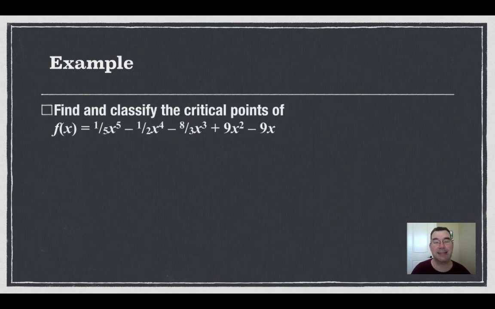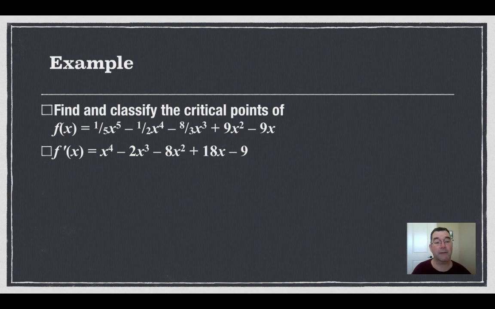So here's an example. It's a tricky function to look at, but once we take the derivative, it becomes a lot nicer. It is 1/5 x to the 5th minus a half x to the 4th minus 8/3 x cubed plus 9x squared minus 9x. So if I take the derivative, you can see it looks a lot nicer.